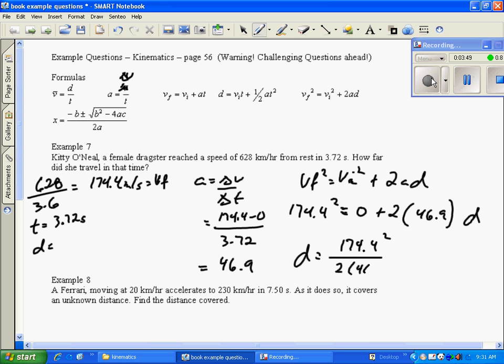2 times 46.9. Now on your calculator, you might have to be careful with that, because you have to make sure you divide by 2 times 46.9, right? So on your calculator, you would have to actually go 174.4 squared divided by bracket 2 times 46.9 end bracket, and then equals 324.3. You might want to just try that on the calculator to make sure you can do that.